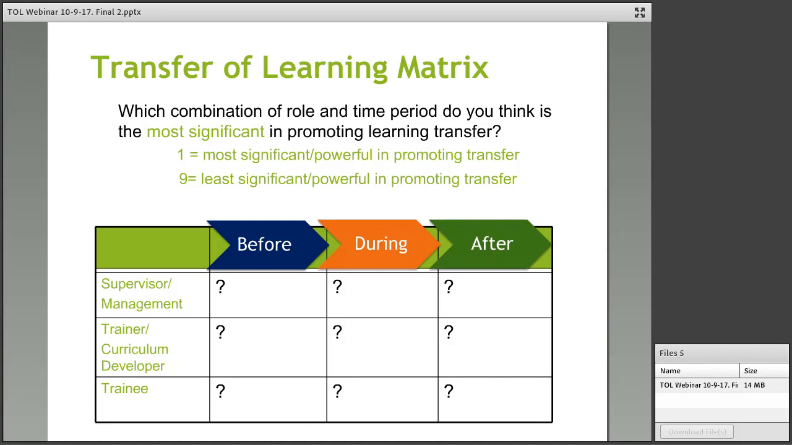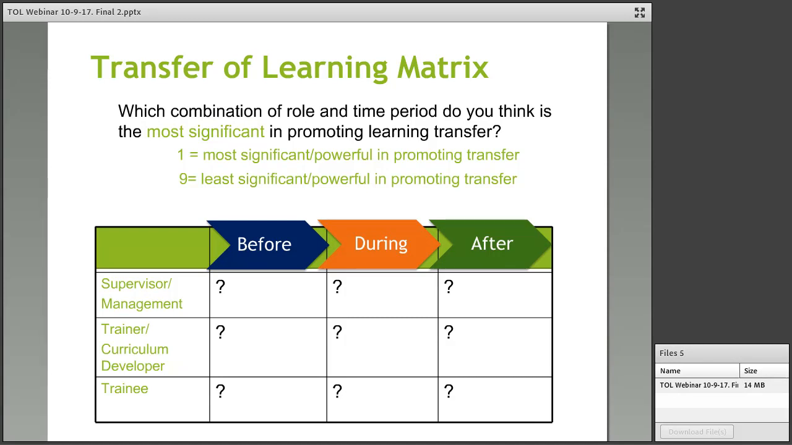Supervisor, manager before. So a lot of different answers. Someone says during the entire process. Supervisor and manager during. Okay, so great, a lot of really great answers, good guesses.